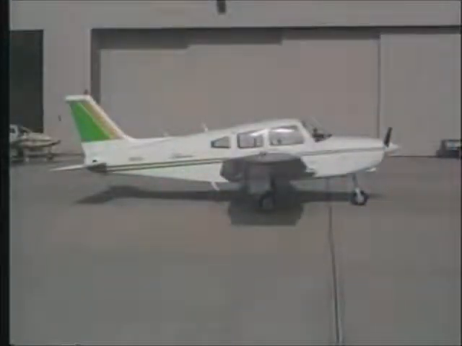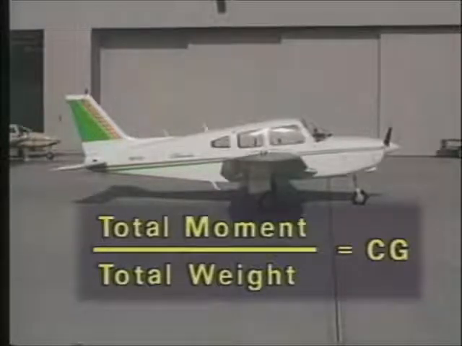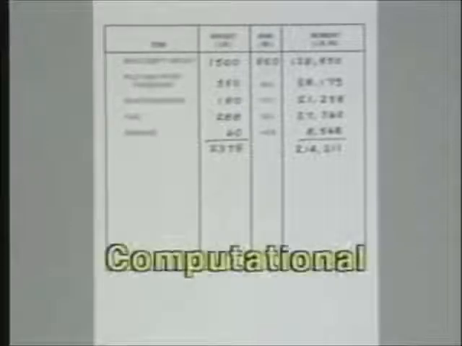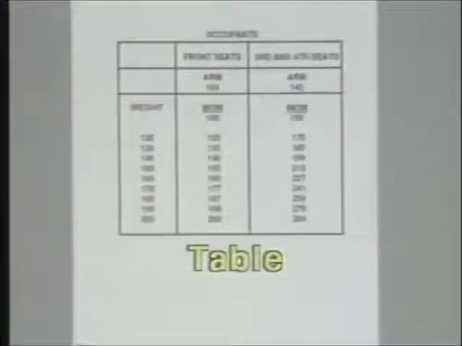By adding all the moments together and then dividing by the total weight, you'll get the center of gravity for the loaded airplane. It's your responsibility as a pilot to make sure this CG is within limits. To help you accomplish this task, manufacturers use three basic methods. These include the computational, graph, and table methods. Let's first work a problem using the computational or mathematical method.